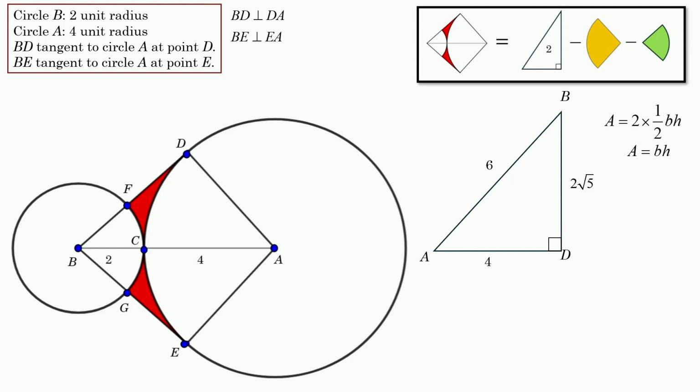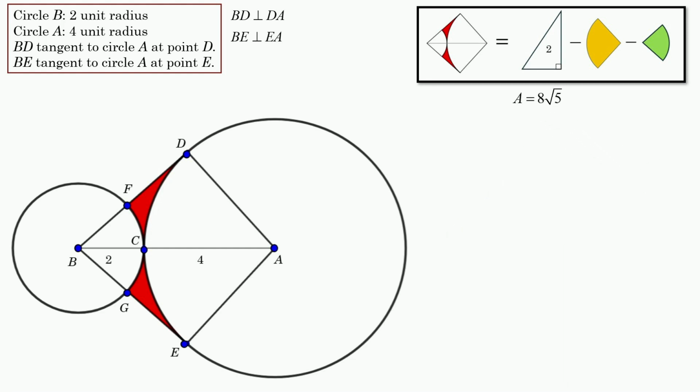All right, let's plug in the things we know. We know the base is 4. The perpendicular height to that is 2 root 5. So multiplying that together, we get that the area of both triangles put together is 8 times the square root of 5. So we'll tuck that away for future reference.